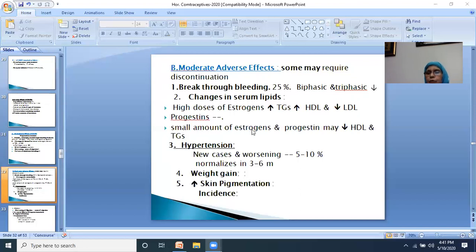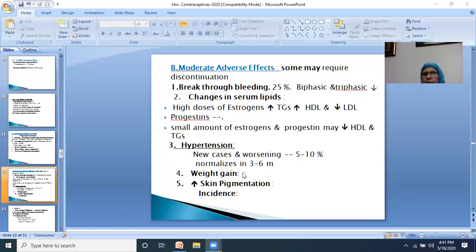Combination pills with a small amount of estrogen and progestins can decrease HDL and triglycerides. Then hypertension. New cases and worsening of hypertension may occur in 5 to 10% of females. After discontinuation, blood pressure normalizes in 3 to 6 months.